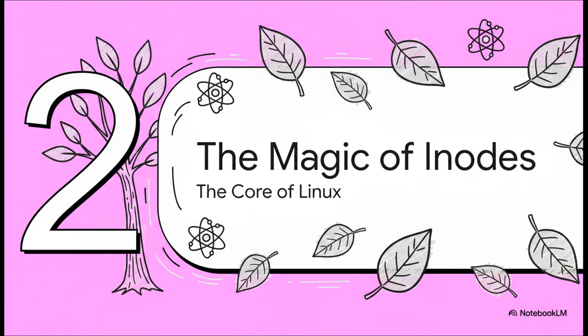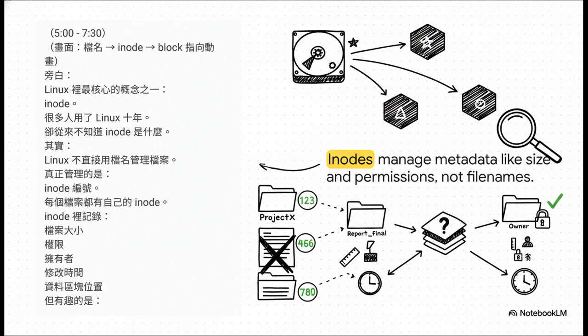Moving on to Section 2, the magic of inodes. You could use Linux for a solid decade and never even hear the word inode. But it is arguably the most important concept in the entire system. See, Linux doesn't actually use file names to manage files. File names? Those are just convenient little illusions created for us humans. What the system actually cares about is the inode number.